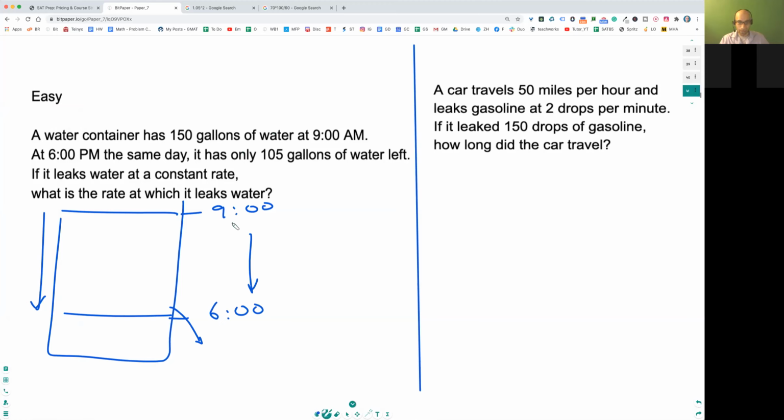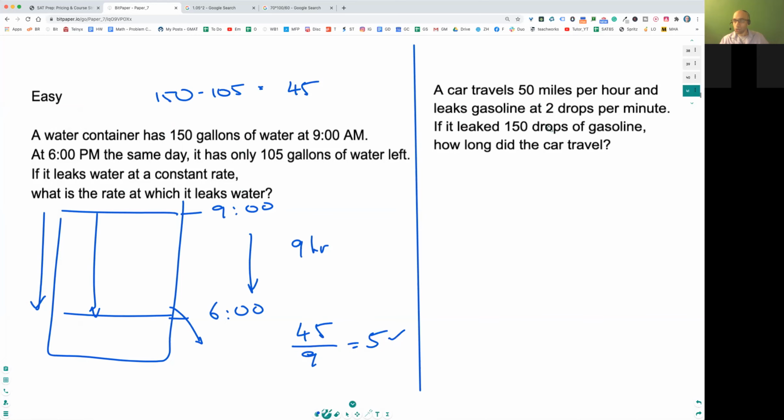So from 9 to 6, it's gonna be 9 hours, right? And then the distance, how much water has leaked out? 150 minus 105, which is gonna be equal to 45. So 45 gallons have leaked out in 9 hours, so 45 over 9 is equal to 5. Or you can do the cross multiplication and get it as well. So this is a good one.